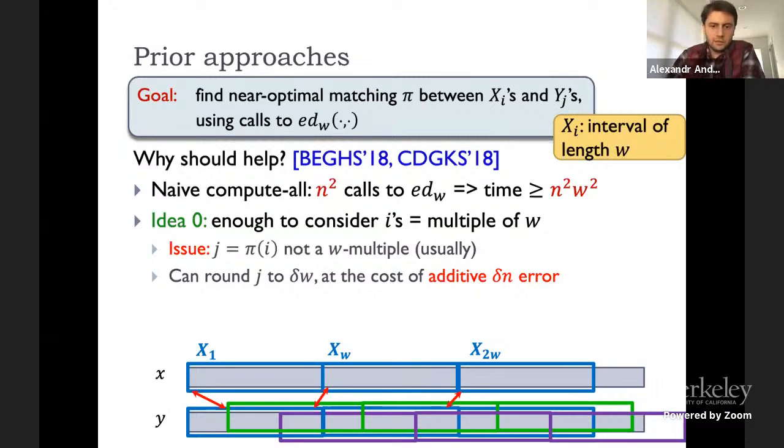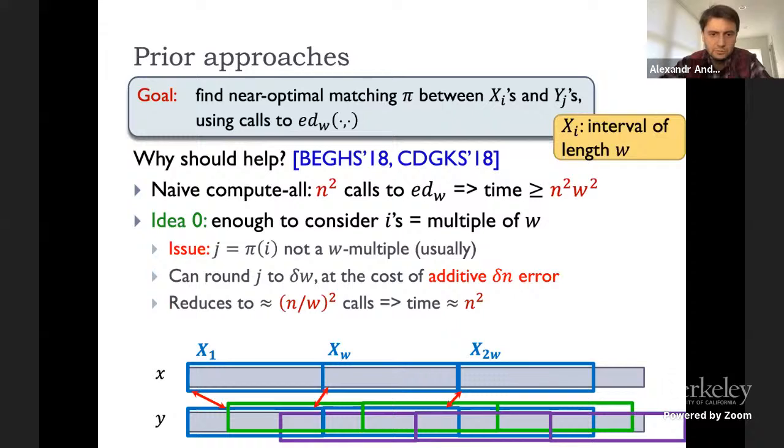And you can do this. This is not a multiple, but you can round it to the closest multiple of delta W. This introduces some additive error, just because the alignment has to have a particular form. With rounding, each rounding adds some error. Overall you can compute that this roughly adds an additive delta N. So we have additive error. That's a little bit bad, but let's say that this is okay, for delta sufficiently small, that's fine.